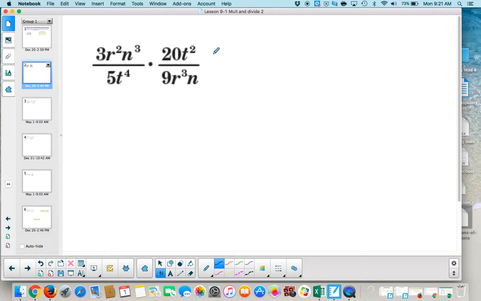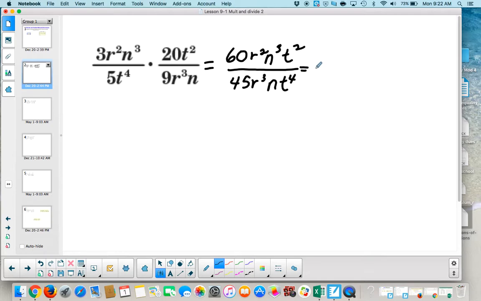So let's do a couple of them. Our first example has monomials in each of these pieces. As it is, with the fraction on the left, there's really nothing I can do to simplify, and the same thing with the fraction on the right. So we're just going to go ahead and multiply across. So we're going to get 60 r squared n cubed t squared, and that's going to be over 45 r cubed n t to the fourth. And then we're just going to simplify our answer.